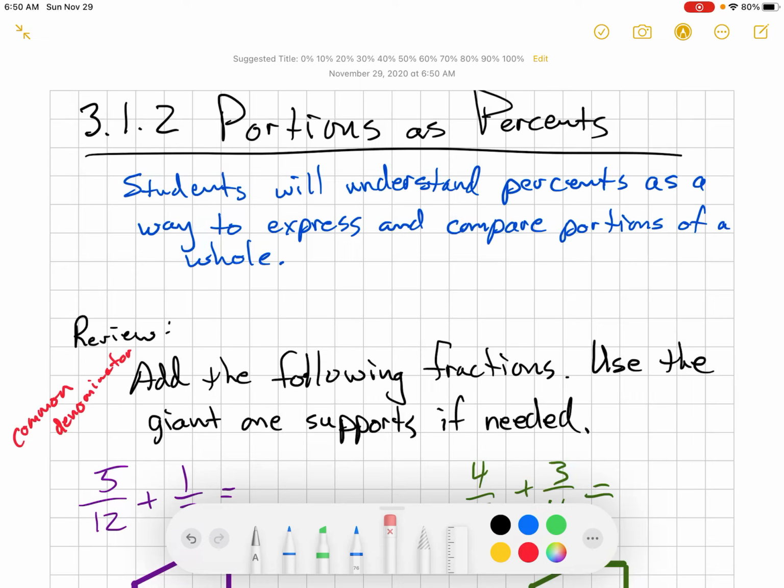All right, here's 3.1.2, portions as percents. So your goal is to understand percents as a way to express and compare portions of a whole, all right?